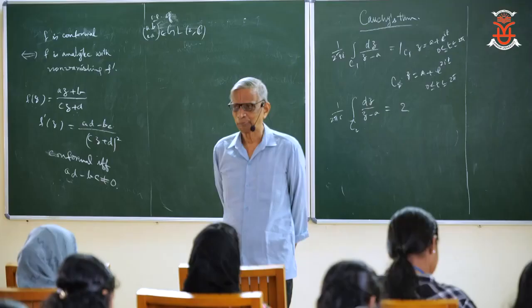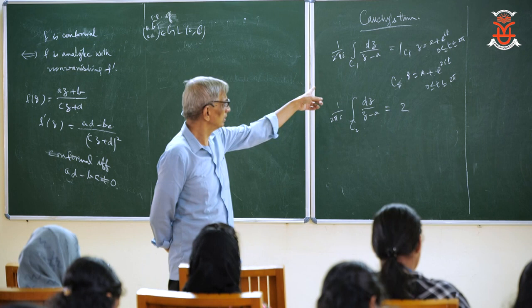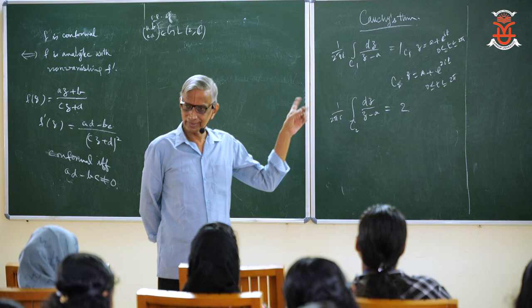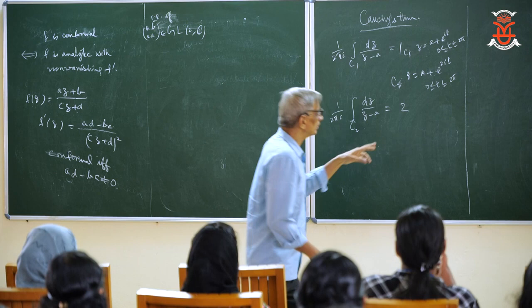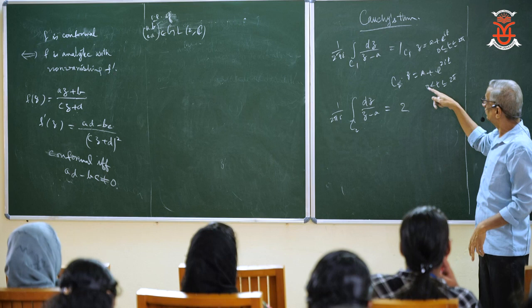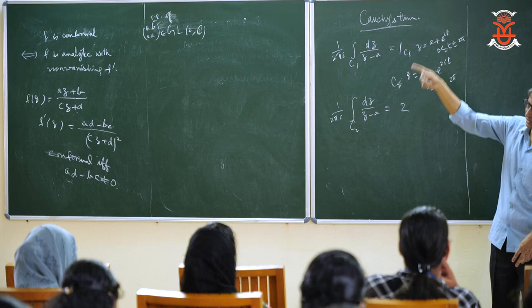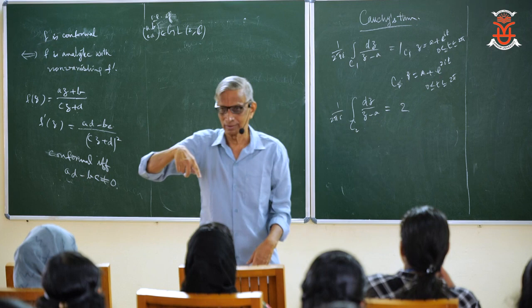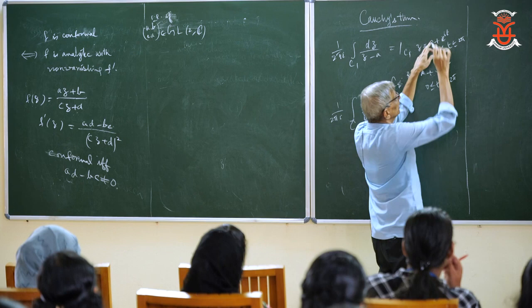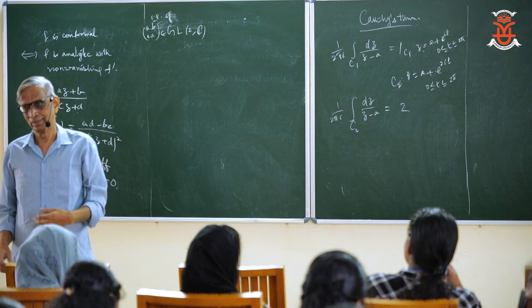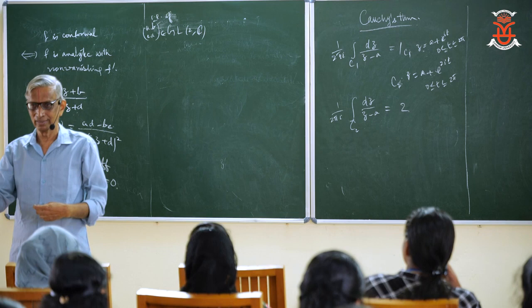But what is the curve? What do you get? It's again the circle, the same circle, but what happens now? As t varies from 0 to 2 pi, it goes around the circle once. But here, 0 to pi, one circle, again. So it goes around the circle twice. Right? Or, for example, if you take e to the power minus i t there, it will go around the circle, but in the opposite sense. Right? So in that case, you will get minus 1 as the integral.